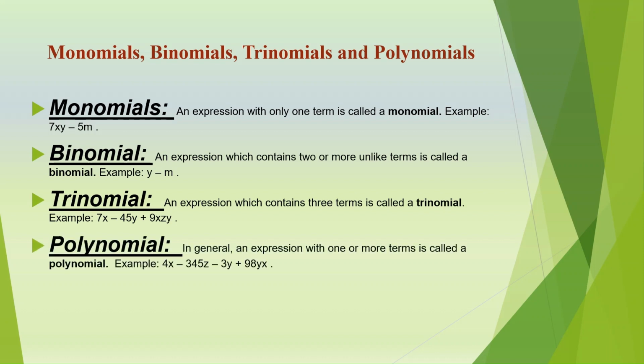A polynomial in general is an expression with one or more terms. But if the expression has one term, it is a monomial, two terms, binomial, three terms, trinomial, and more than three terms, polynomial. So, a polynomial can have four terms, 100 terms, 50 terms, like this.